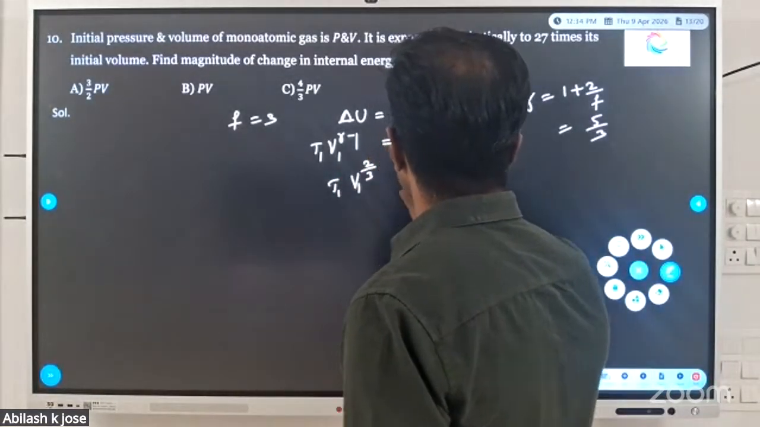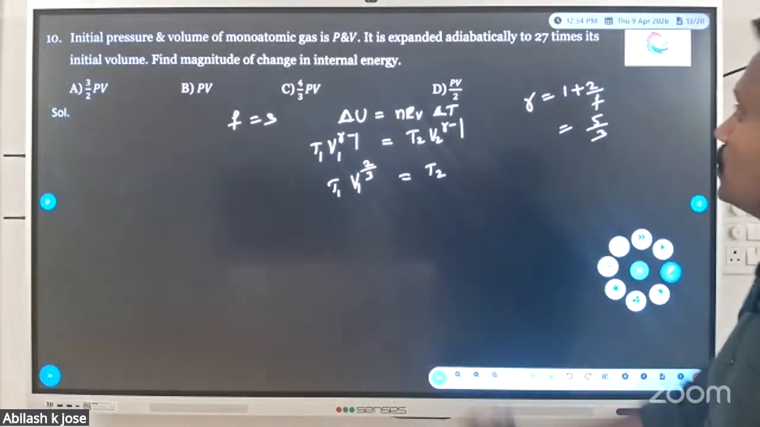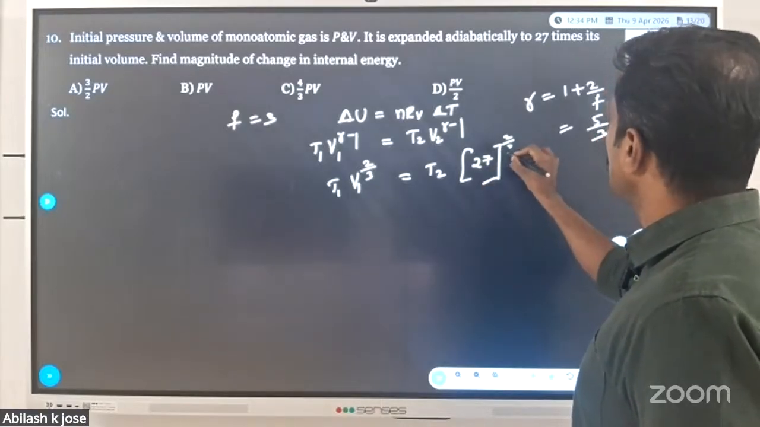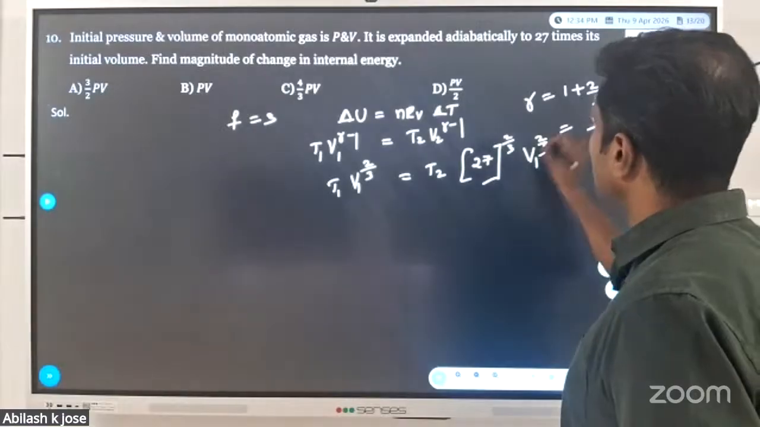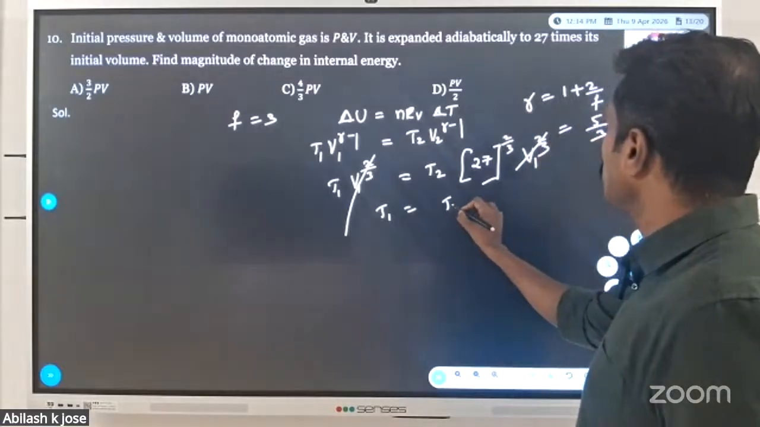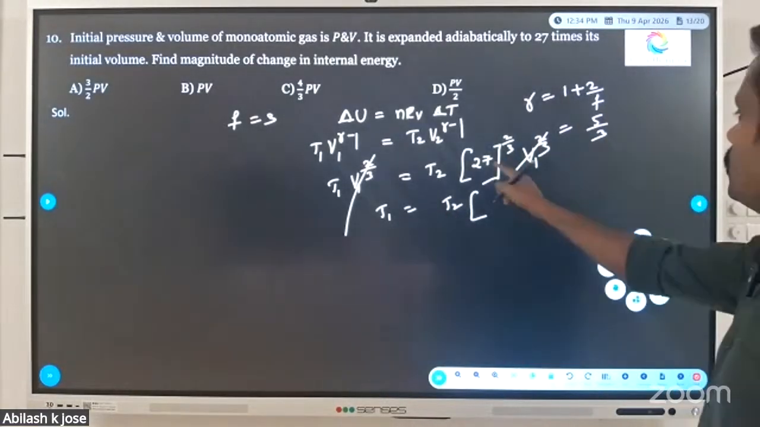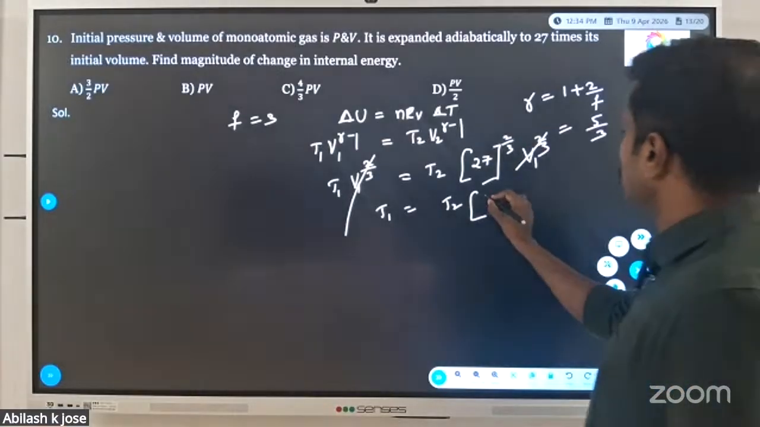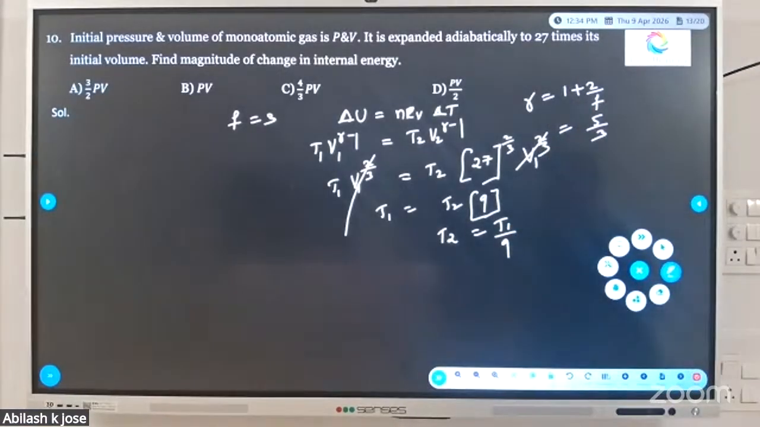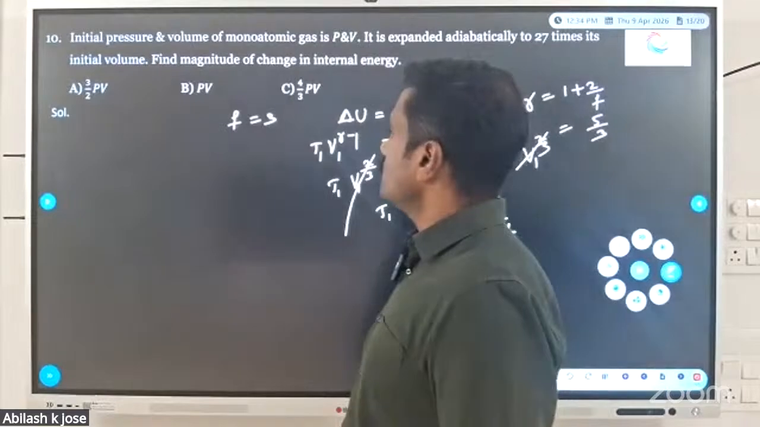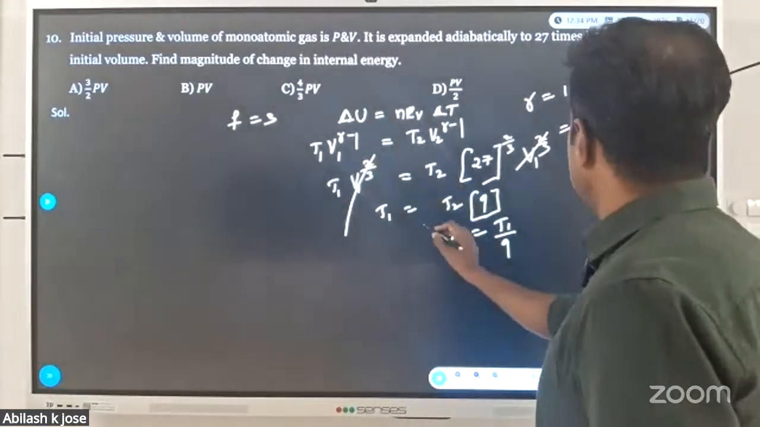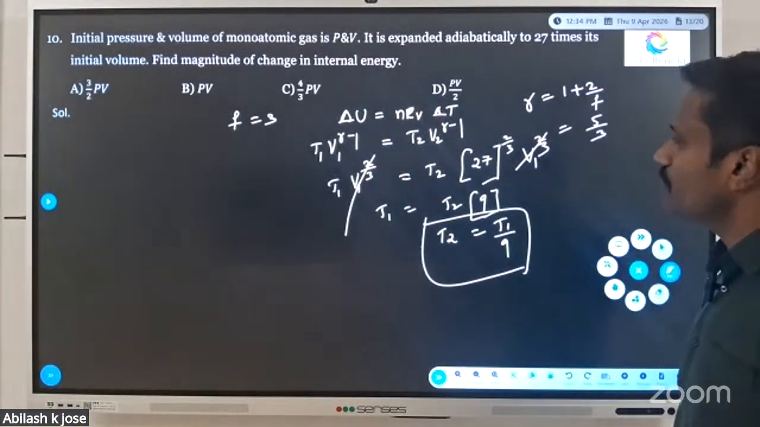So V1 to the power 2 by 3 is equal to T2 into V2 to the power 2 by 3, where V2 is 27 times V1. So 27 to the power 2 by 3 into V1 to the power 2 by 3. The cube root of 27 is 3, and 3 squared is 9. So T2 is equal to T1 by 9, the final temperature. Now the options are not in terms of temperature, so of course we could have used P V to the power gamma equal to constant. Okay, it's fine. So we got the temperature as T1 by 9.